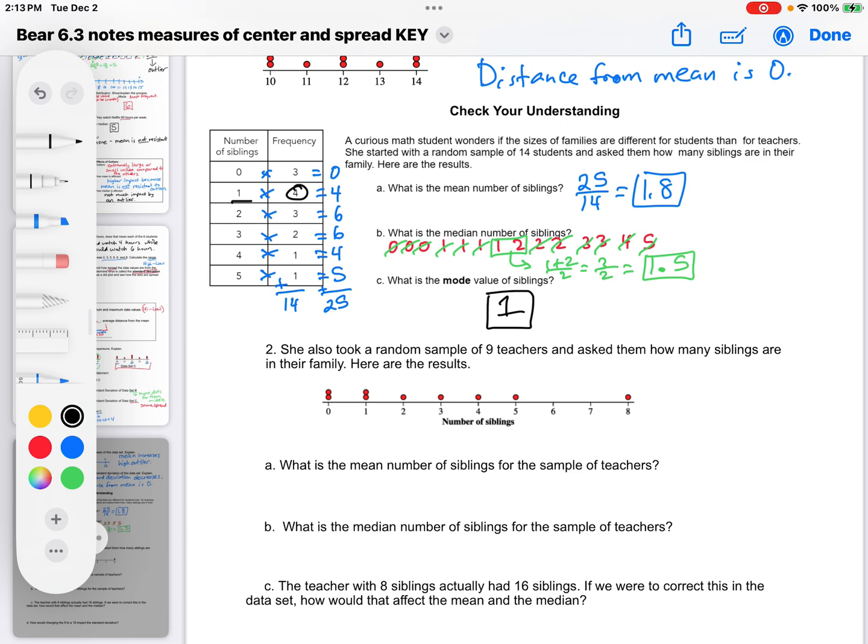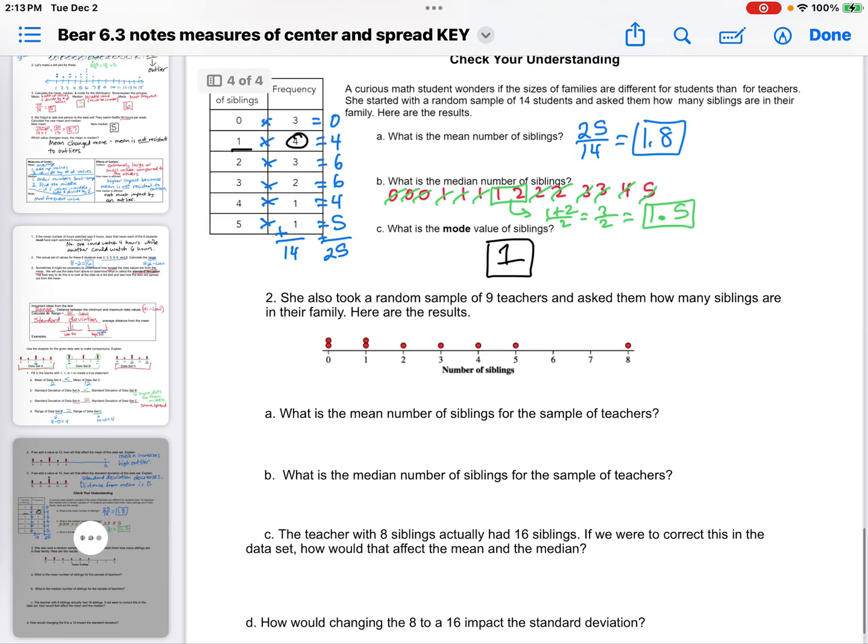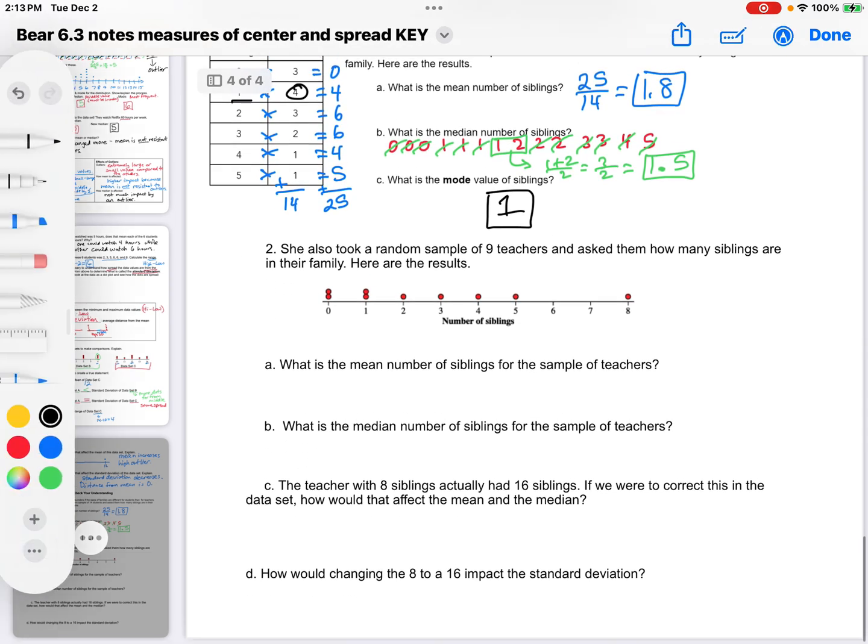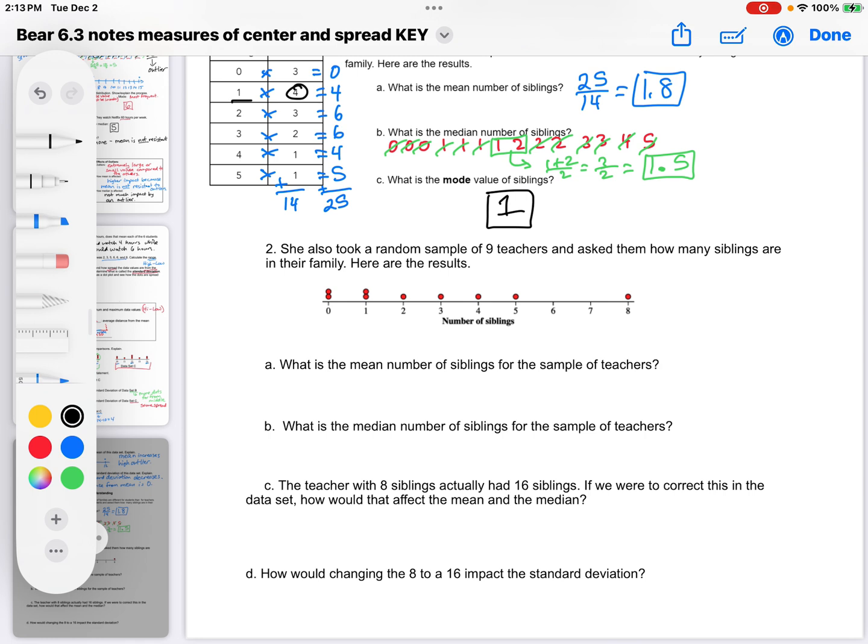Oh, okay, never mind. All right, now let's look at this one. It says she also took a random sample of 9 teachers and asked them how many siblings are in their family. Here were the results. What is the mean number of siblings for the teachers? Let's see, we have 2 people that said 0, 2 people that said 1, 1 person that said 2, 1 that said 3, 1 that said 4, 1 that said 5, and 1 that said 8.